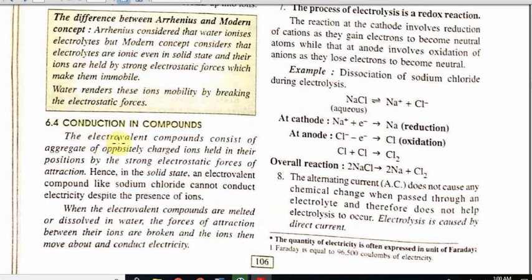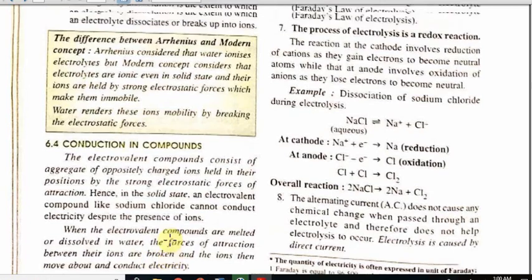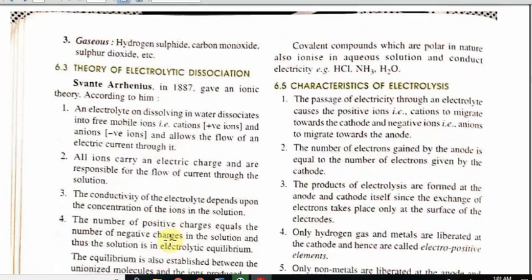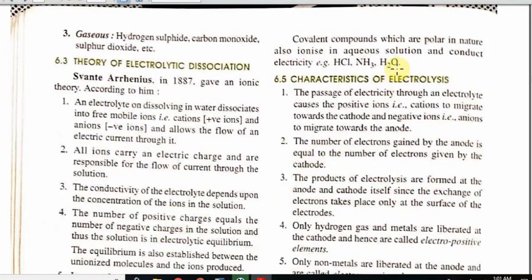Next point is conduction in compounds. The electrovalent compound consists of oppositely charged ions, and in solid state, such as sodium chloride, they cannot conduct electricity because they are bound very strongly, despite the fact they contain ions. When electrovalent compounds are melted or dissolved in water, their bonds are broken and they become good conductors of electricity. The covalent compounds, which are generally non-polar in nature, cannot conduct electricity.